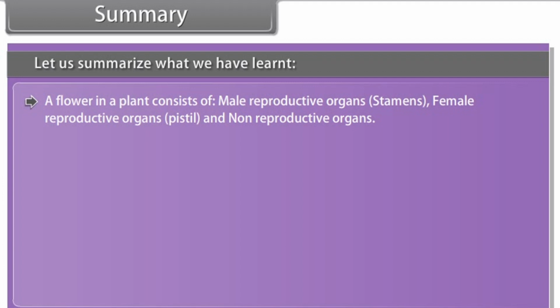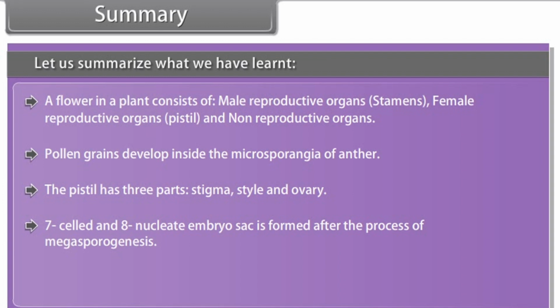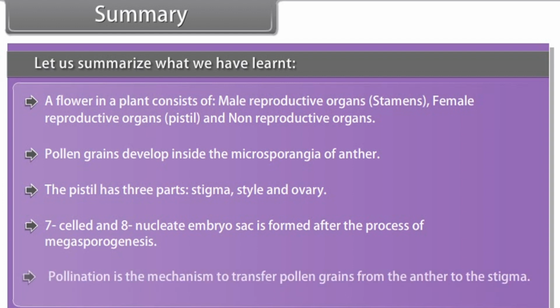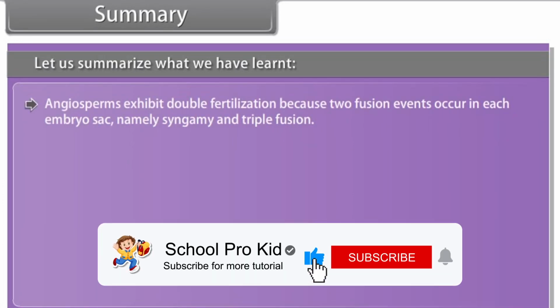Pollination is the mechanism to transfer pollen grains from the anther to the stigma. Angiosperms exhibit double fertilization because 2 fusion events occur in each embryo sac, namely syngamy and triple fusion. Zygote develops into the embryo, and the primary endosperm cell forms the endosperm tissue. After fertilization, ovary develops into fruit, and ovules develop into seeds.